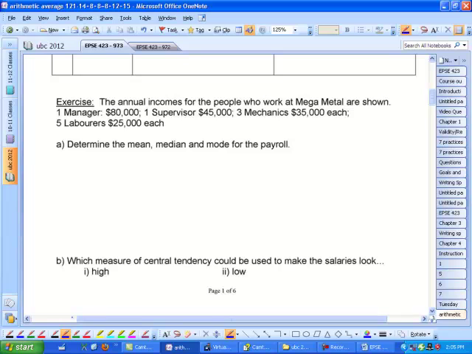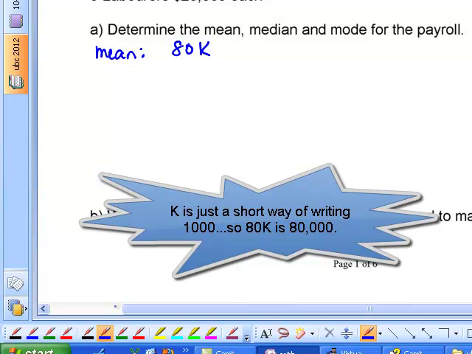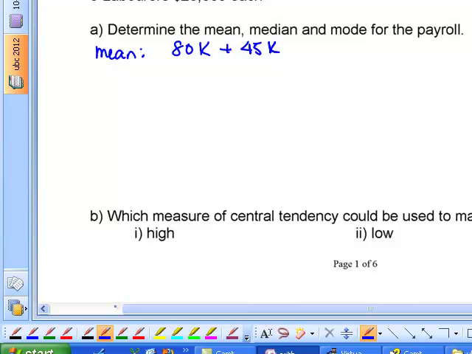Thinking about mean, we're going to add up all the numbers. So I'm going to take 80,000. I'm just going to be lazy, put 80K. I'm going to add to that 45K. Then there's 3 mechanics with 35,000, so write that 3 times. And 5 laborers. Okay, I'm getting lazy now. I don't want to write down 5 laborers, so I'm just going to go 5 times $25,000. Go ahead and do that.